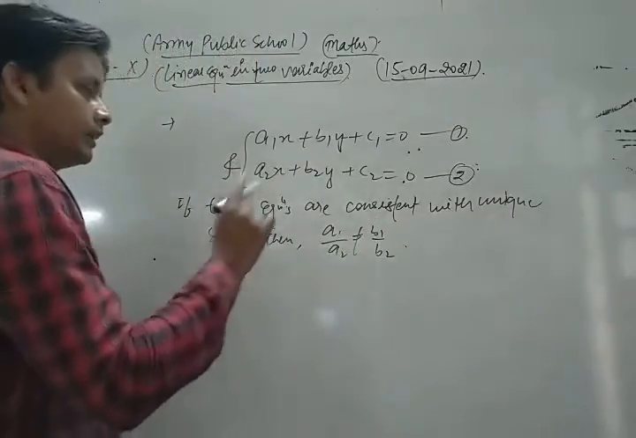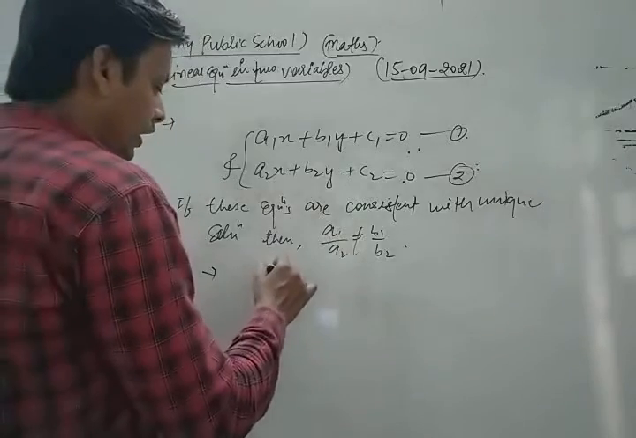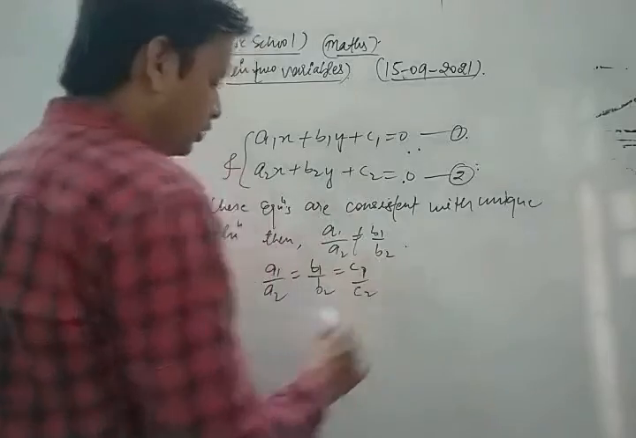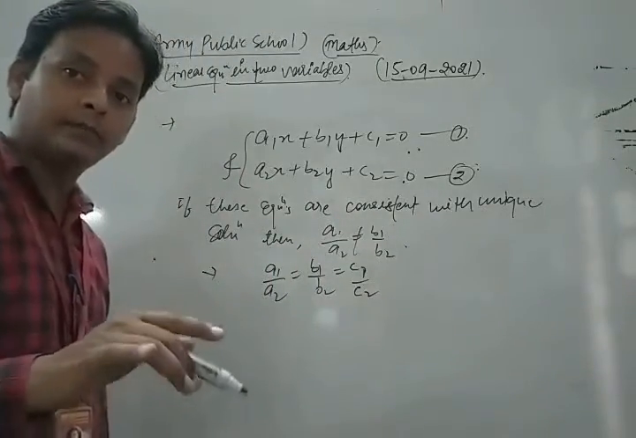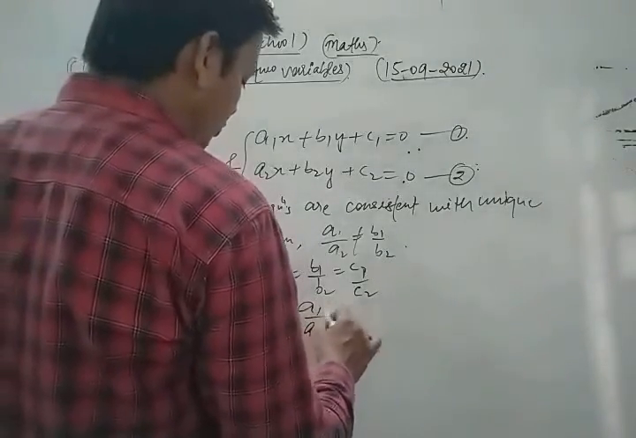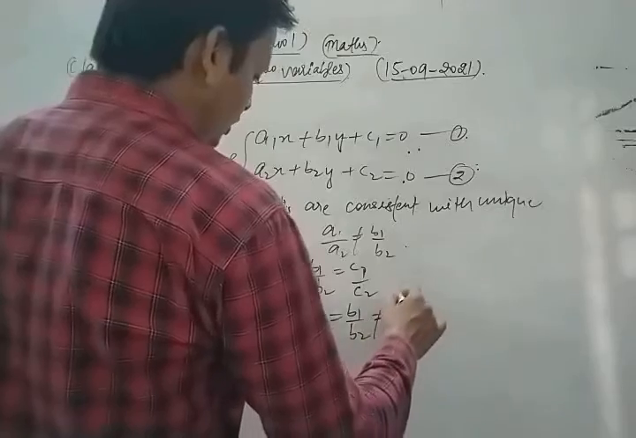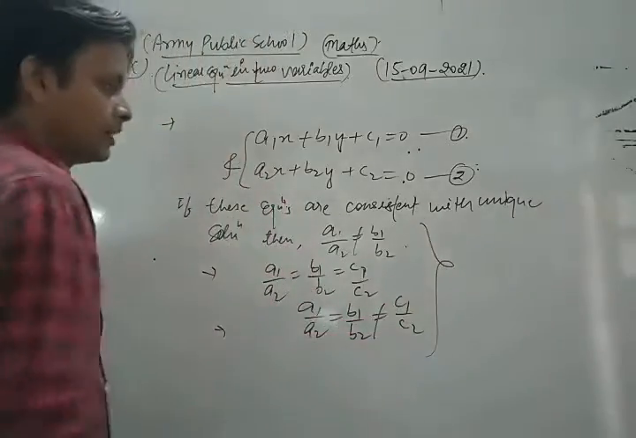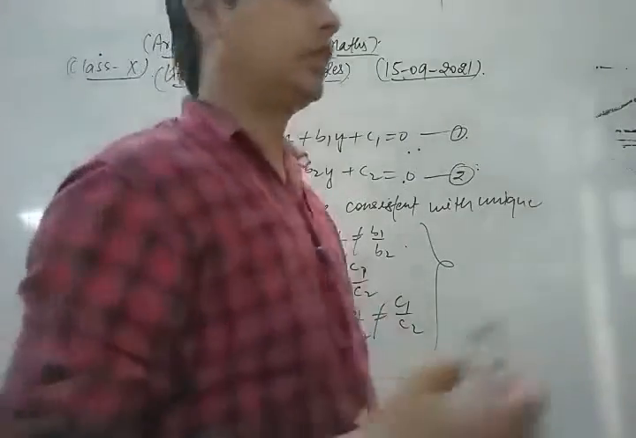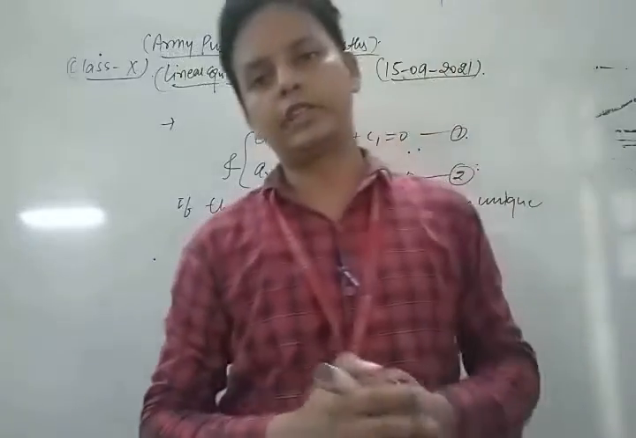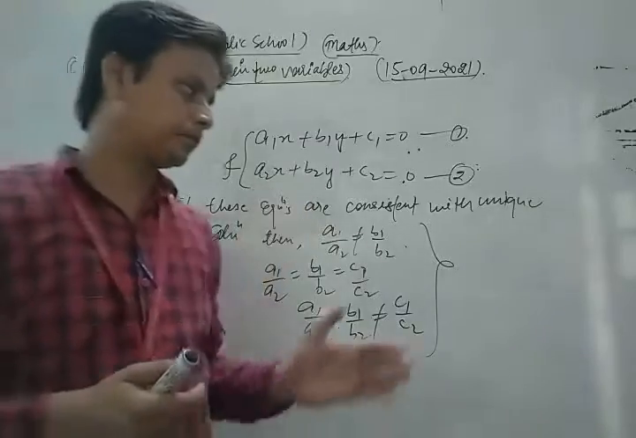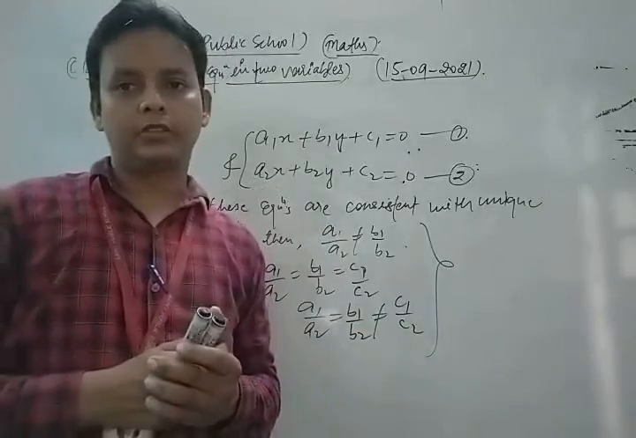And for consistent with infinitely many solutions, we have a1 upon a2 is equal to b1 upon b2 is equal to c1 upon c2. And the third one is what? Inconsistent, that is, both equations have no solution. For that, a1 upon a2 is equal to b1 upon b2 is not equal to c1 upon c2. So these are three important criteria, the conditions of solvability of a pair of linear equations in two variables. In the previous class we discussed all these properties. You know that very well.